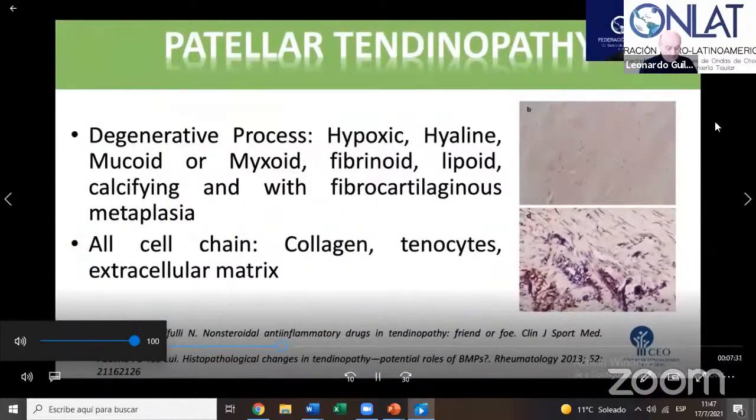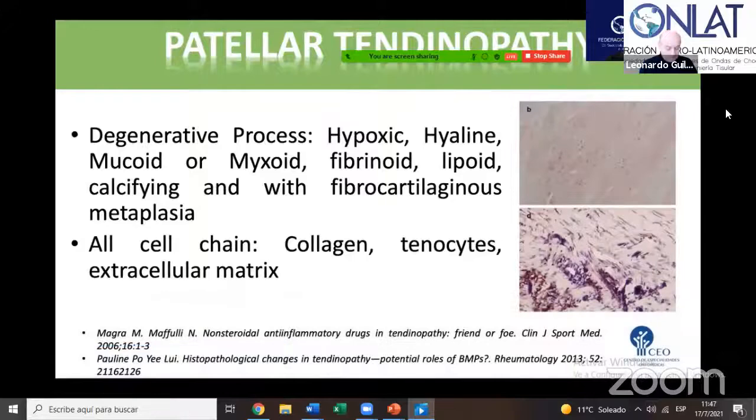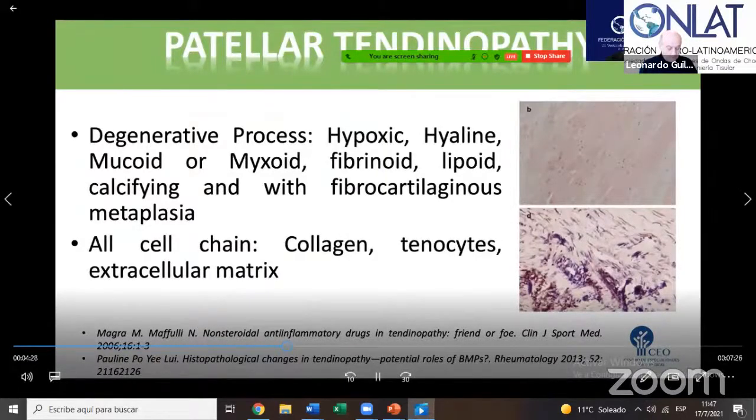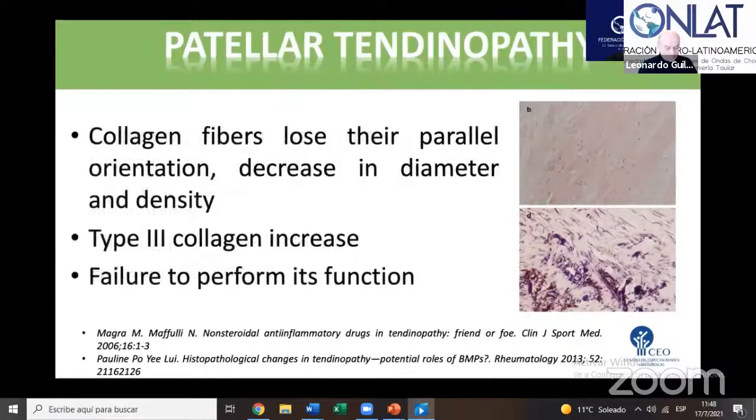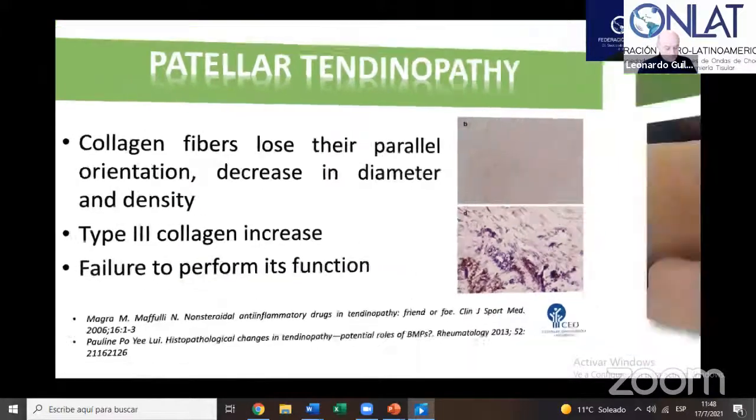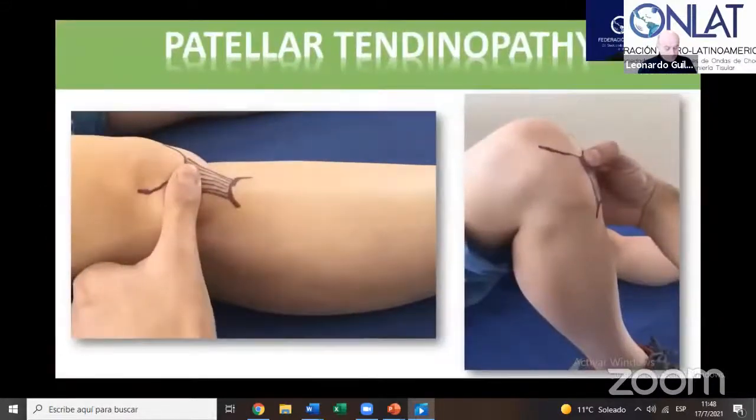Histologically, it's a degenerative process: eosinophilic, hyaline, mucoid, myxoid, fibrinoid, lipoid, calcifying, and with fibrocartilaginous metaplasia. All cells change: collagen, tenocytes, and extracellular matrix. The collagen fibers lose their parallel orientation, decreasing in diameter and density. Type 3 collagen increases and fails to perform its function.